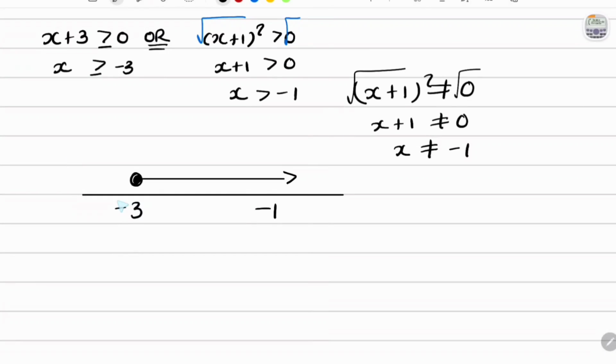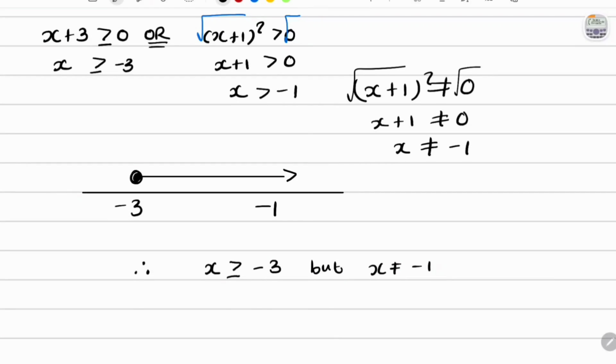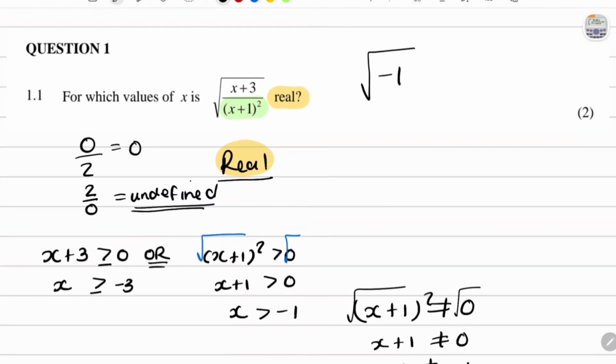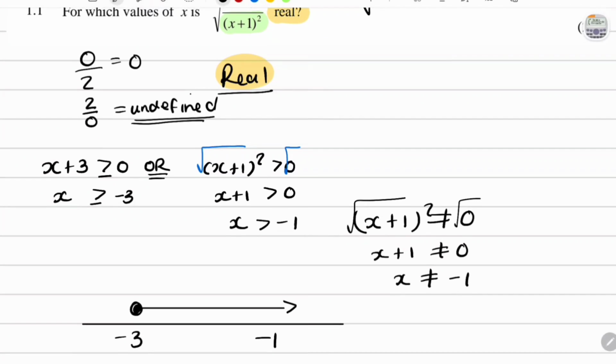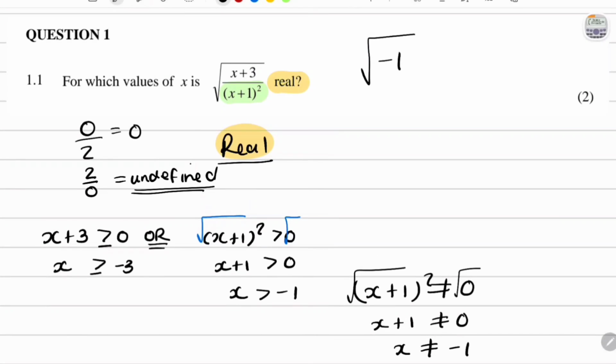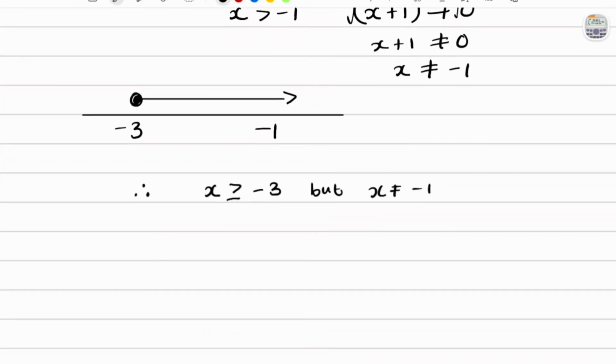So it means that as a whole, if we're concluding, our answer can just be x is greater or equal to -3, but x must not be equal to -1. And that will be our solution. So that would be the values of x for which this expression would be real. I know that was a long explanation, but I just really wanted you guys to understand it in more detail. Okay, so finally done with this question, and we can move on to the next question.